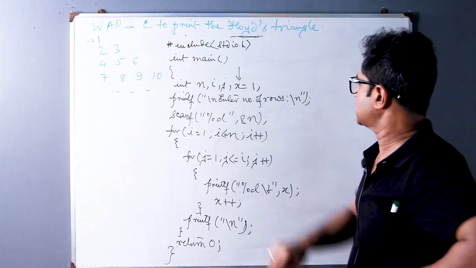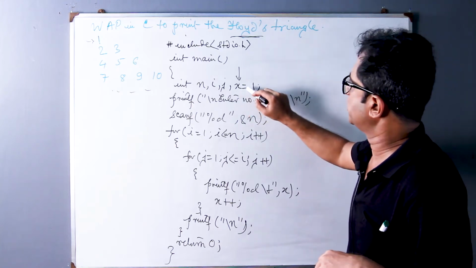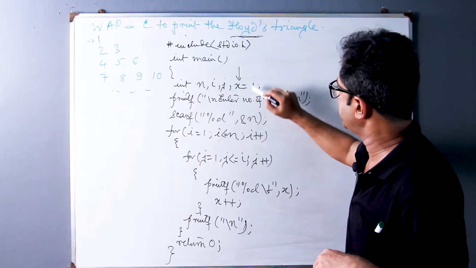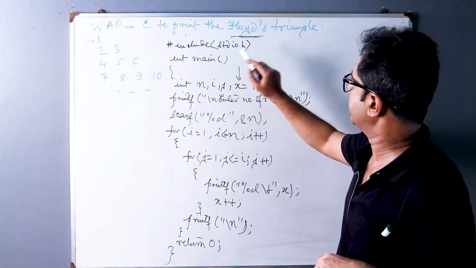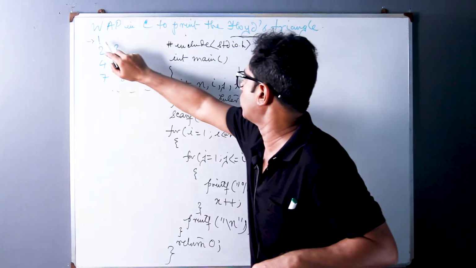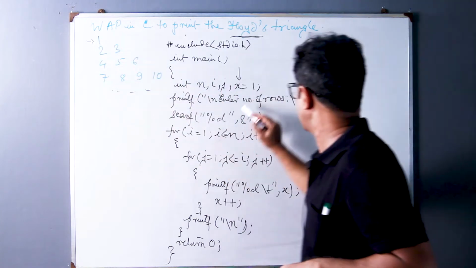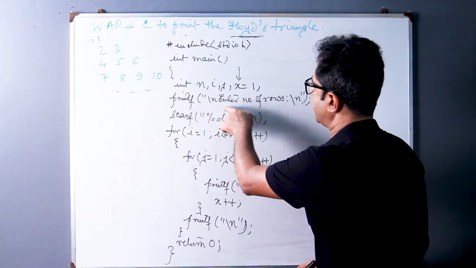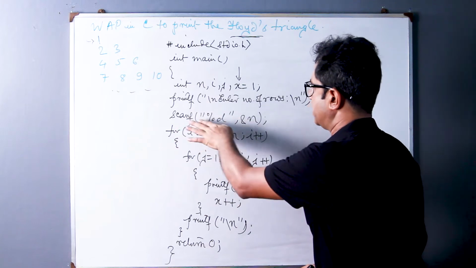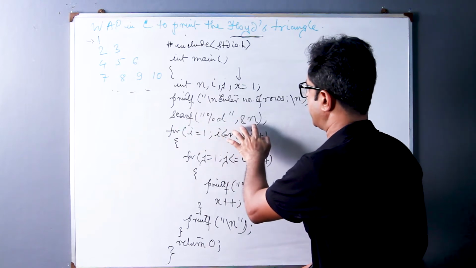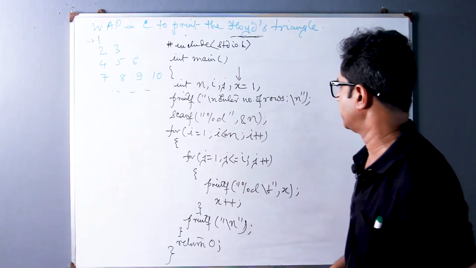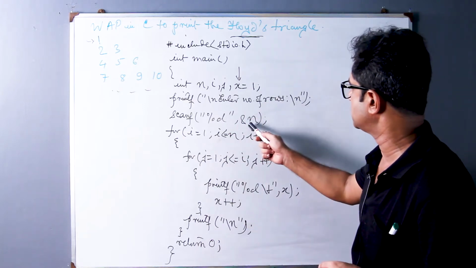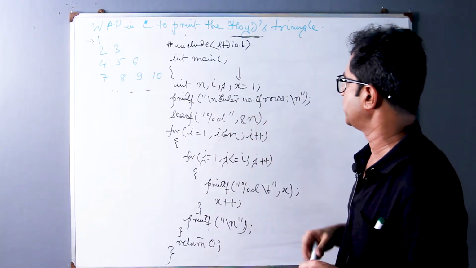That is the x, and this x is now initialized to 1 because we need to start our Floyd's triangle from this 1. So in order to print this 1, we have initialized this x value to 1. So now we enter the number of rows, and the user gives the number of rows by supplying a value from the standard input device, that is the keyboard, and that will be stored in the variable n.